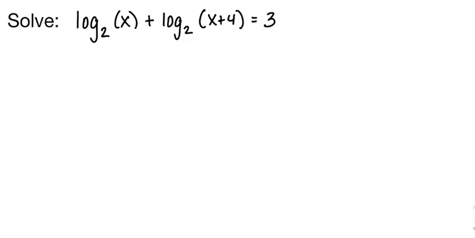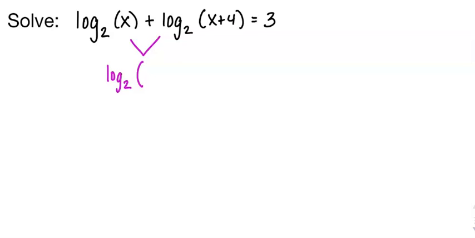Let's look at solving the log equation log base 2 of x plus log base 2 of (x + 4) is equal to 3. Because we have two terms of logs with the same base on the left-hand side, our first step is going to be to combine these two terms together using our properties of logs. Since these logs are being added together, we can combine them as one single log with a base of 2 and multiply the arguments. So we're going to multiply x times (x + 4).